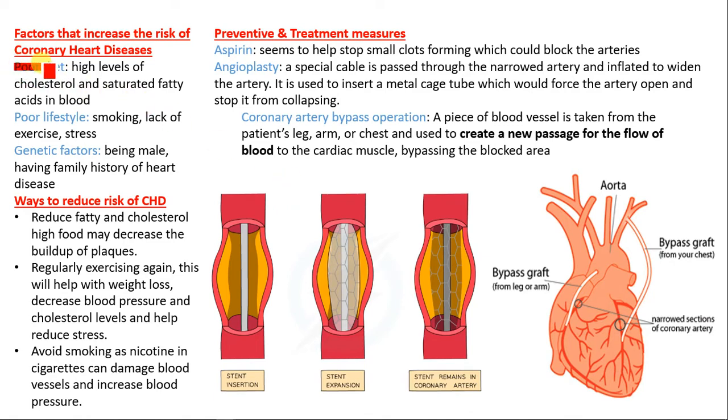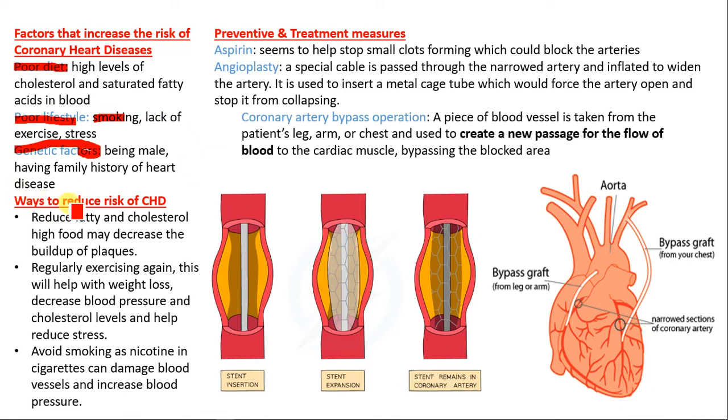So looking at factors that increase the risk of coronary heart disease comes out. What are those factors? One, poor diet. A high level of cholesterol and saturated fatty acid in the blood will lead to coronary heart disease. Poor lifestyle, that's smoking, lack of exercise, and stress, are also factors that can lead to coronary heart disease. And genetic factors, so being male, having a family history of heart disease. There's a high possibility of you having it too.